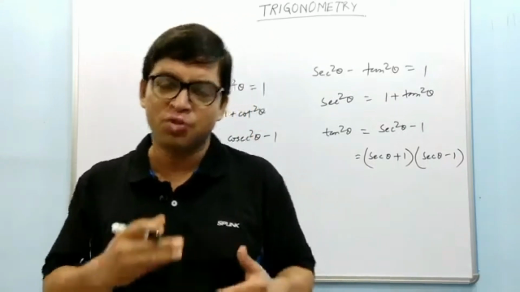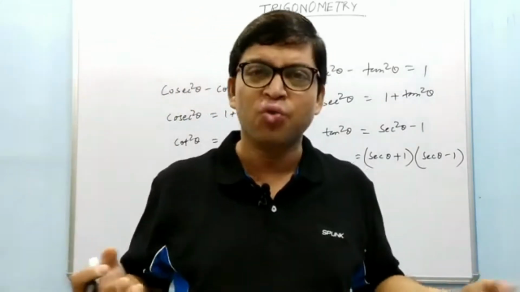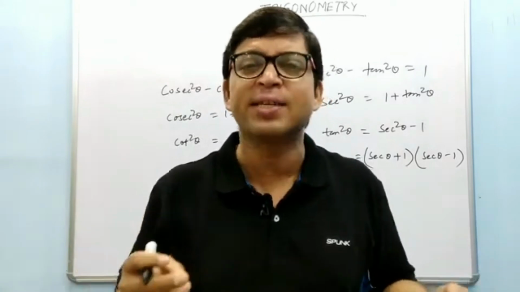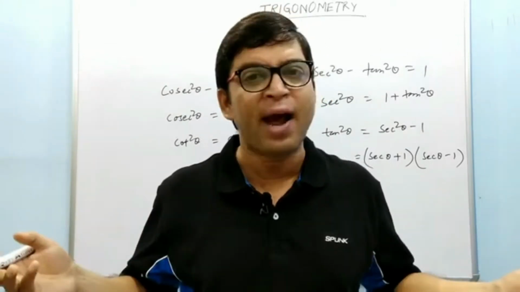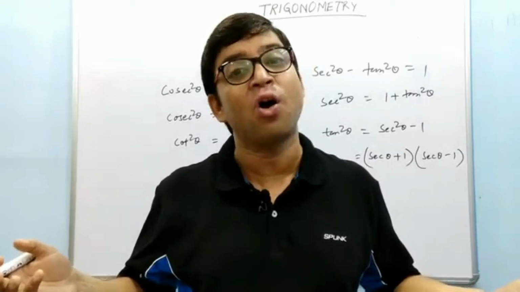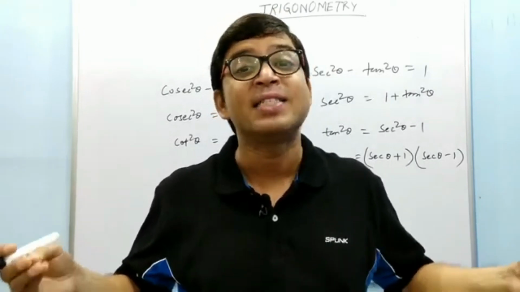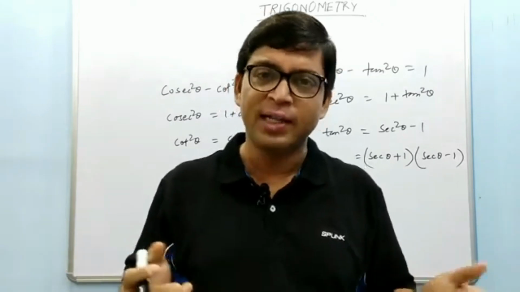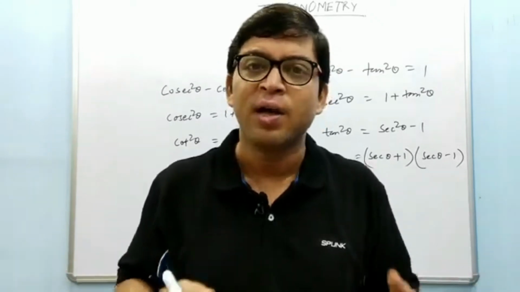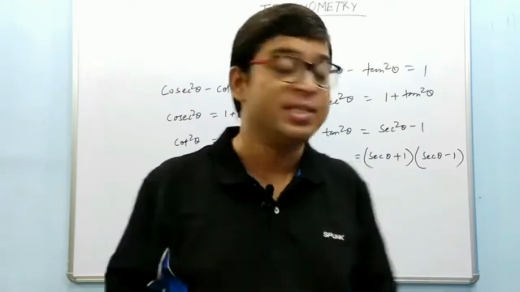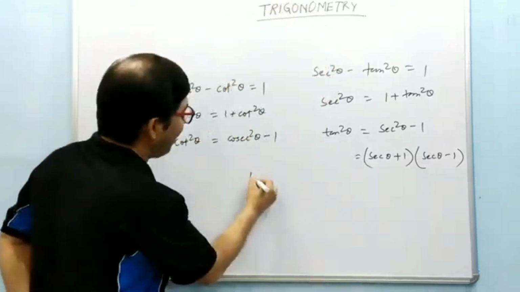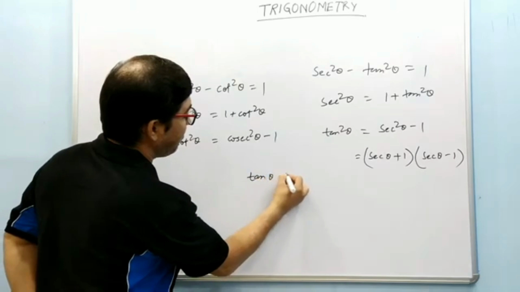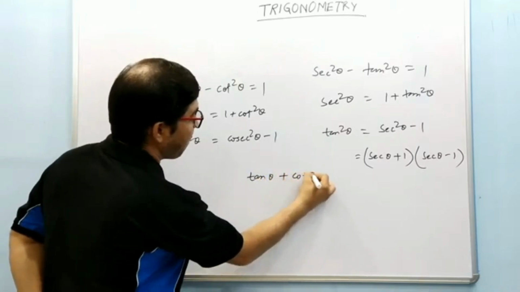Sometimes I have seen students getting stuck. What to do? I just recommend, if you are trapped, just take the help of the god of trigonometry, sine and cos. That means you convert everything in terms of sine and cos, and you will get things done easier. Suppose you have to write something like tan theta plus cot theta.